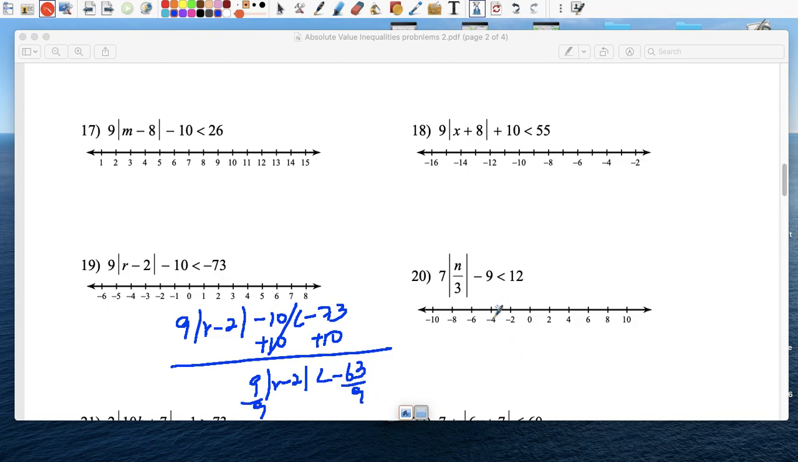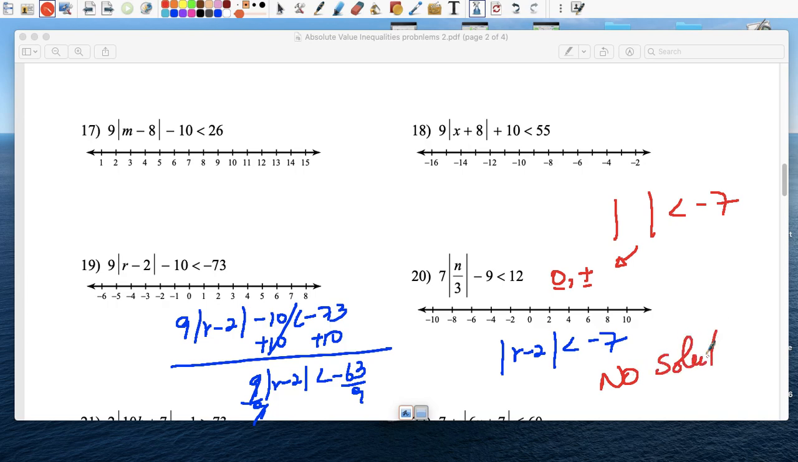Divide by 9. The 9 goes away. So we have the absolute value of r minus 2 less than negative 7. We should be very happy with this, because let's think about this. When is the absolute value of a number going to be less than negative 7? It's impossible, because by definition the absolute value of a number is what? It's either 0 or a positive number, and both 0 and positive numbers will never be less than negative 7. So you can stop right here and just tell me that there is no solution. There's nothing you can take the absolute value of and have it be less than negative 7.